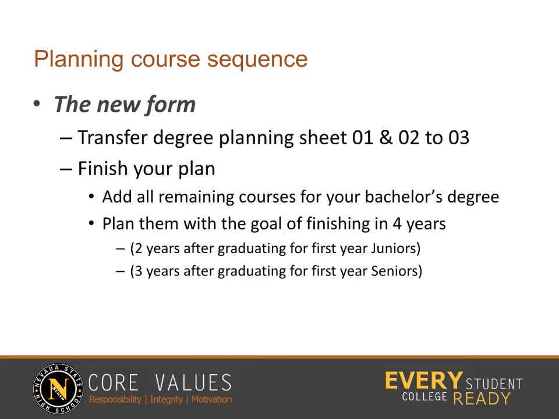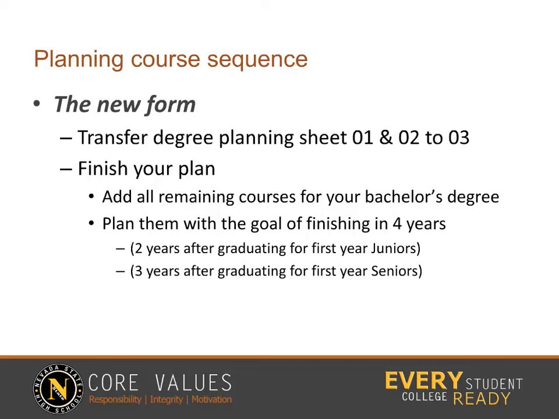Now, on to the new form. Transfer your current plan from Degree Planning Form 01 and 02 to your final version. From this point on, you will be working on the final degree planning form. Once you have everything transferred to the new form, you will have 2 additional rows of planning space. Use these spaces to finish planning all of the courses you will need for your bachelor's degree.